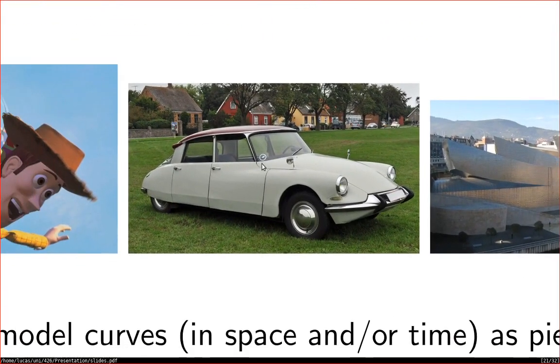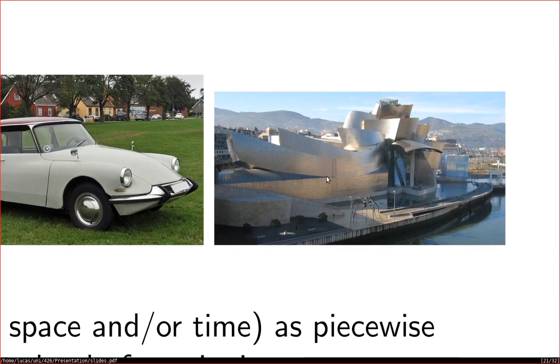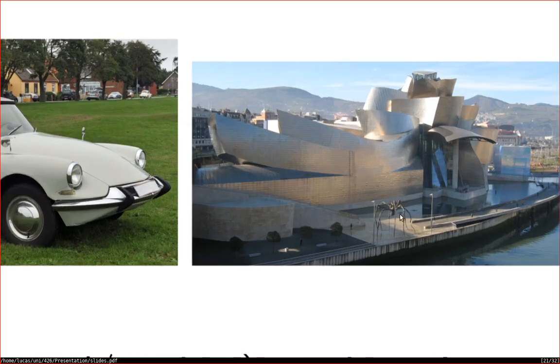This is the Citroën DS. It's a French car from, I think, the 50s, which was one of the first ones modeled with NURBS surfaces, which are the same ones that are used to model the face of Woody here and the face of Buzz. Also, NURBS surfaces were used for Frank Gehry's museum, Guggenheim Bilbao. I think that's how you pronounce it. There's this terrifying spider here as well.